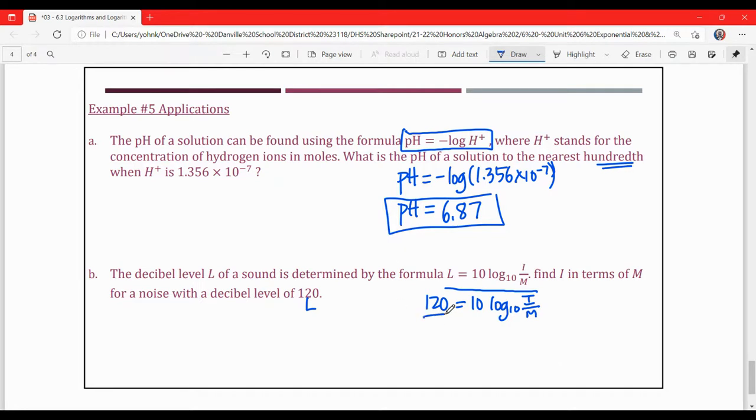So I can divide both sides by 10. So that gives me 12 equals log base 10 of I over M. I can change that to an exponential function by doing 10 to the 12th equals I over M. And if I want to write I in terms of M, I need to get the I alone. So multiply both sides by M. And you get I equals 10 to the 12th times M.